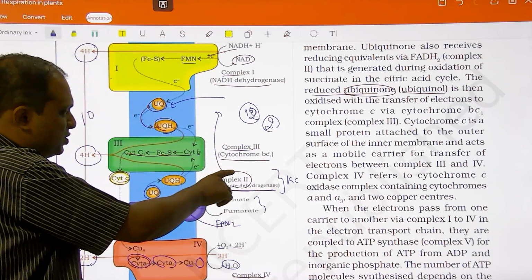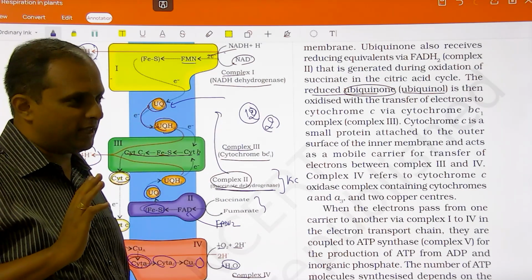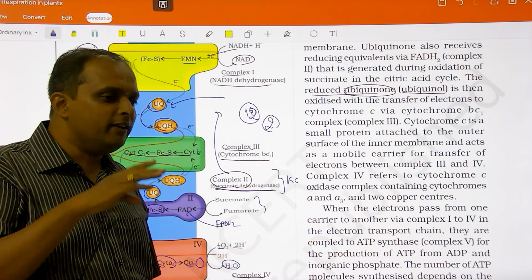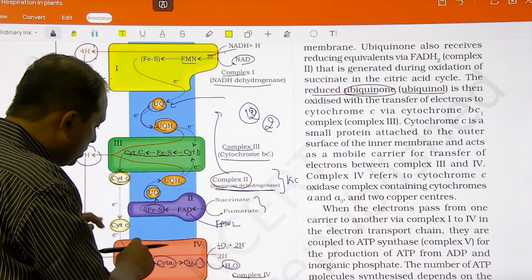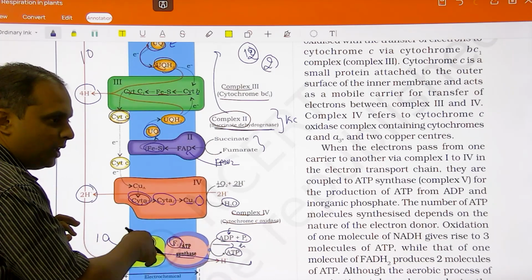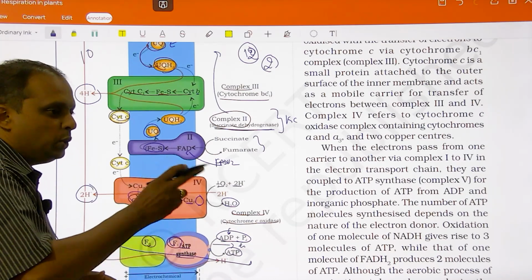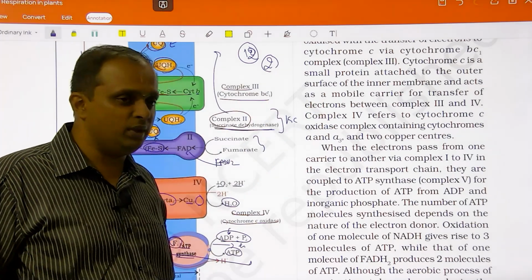How about complex 2? Complex 2 is just a reaction of the Krebs cycle. It is not a pure complex, right? So it is going to put only 6 protons from the matrix. So a smaller number of protons with respect to FADH2 is getting transferred through the pump. So obviously 2 ATP, whereas NADH will give 3 ATP. இதுதான் கான்செப்ட். புரியுதா? கிளியரா இருக்கா?